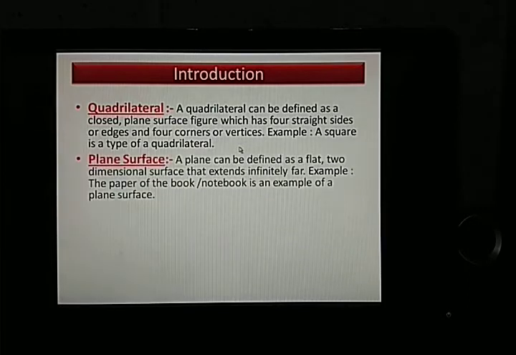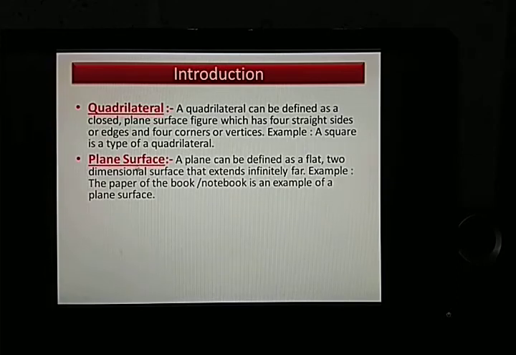Now moving on. Next, what is a plane surface? We have come across this thing called plane surface here in the quadrilateral. There is a word mentioned as plane surface. So what is a plane surface? A plane surface can be defined as a flat 2-dimensional surface. As I already told, a quadrilateral is a 2-dimensional surface since it is a plane surface. So whatever plane surface we know, those are all 2-dimensional. That means it has a length and it has a breadth. So these are the 2 dimensions.